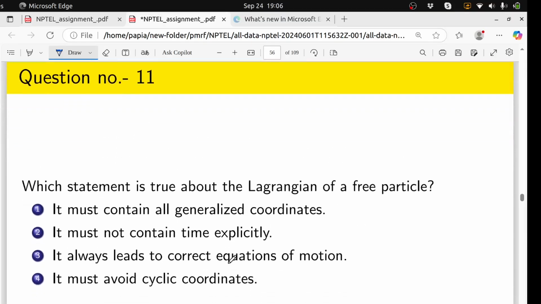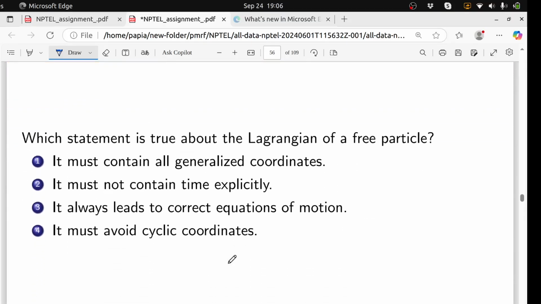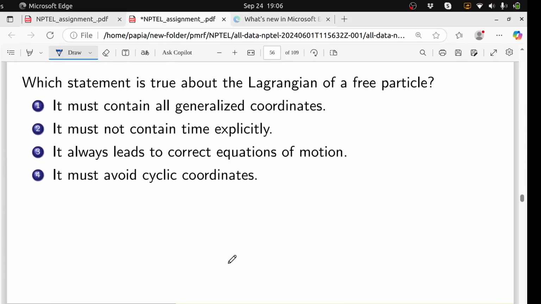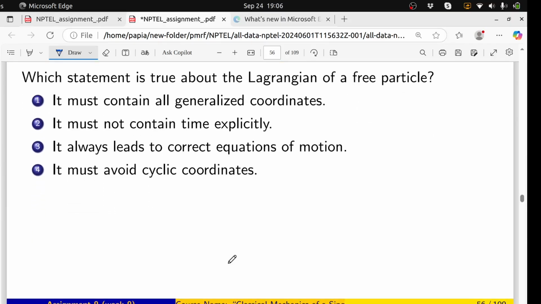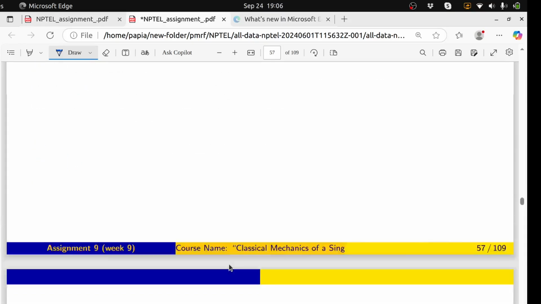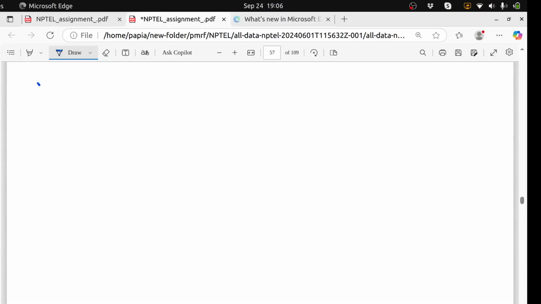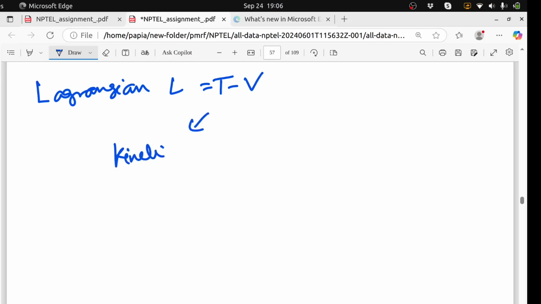Now coming to question number 11. Which statement is true about the Lagrangian of a free particle? Okay. So option A, let me write here, that L is T minus V, where T is kinetic energy and V is potential energy.